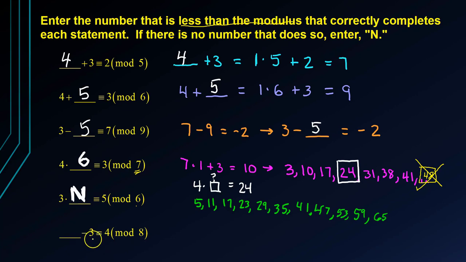And then lastly, blank minus 3 is congruent to 4 modulus 8. Now here, I'm expecting a number bigger than 4. So I've got to think, what minus 3 is going to be basically equal to 4, and is going to be a number that could be less than 8. Well, from basic arithmetic, 7 minus 3 does equal 4, and since that is less than the modulus number, that would work, and therefore that would be a suitable answer for this.